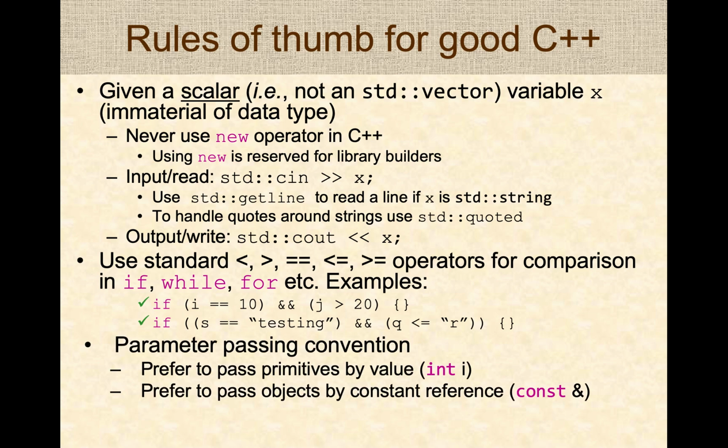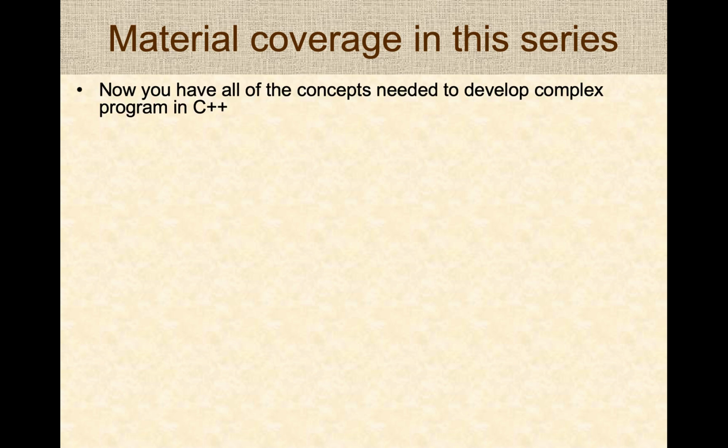Keep the parameter passing convention in mind. It applies to all of the methods and functions consistently in C++. So please go and review some of the parameter passing conventions from part 2 of this presentation to ensure that you have a good understanding of it. As a general rule of thumb, prefer to pass primitives by value and prefer to pass objects by reference, preferably by constant reference. Always prefer to use std::vector instead of arrays. It'll help you along. All right, that brings to the end of this series.